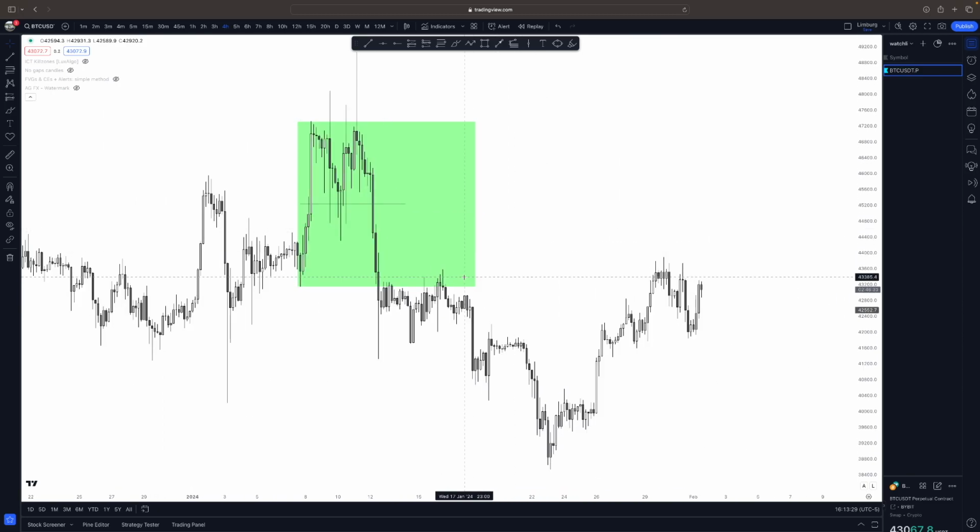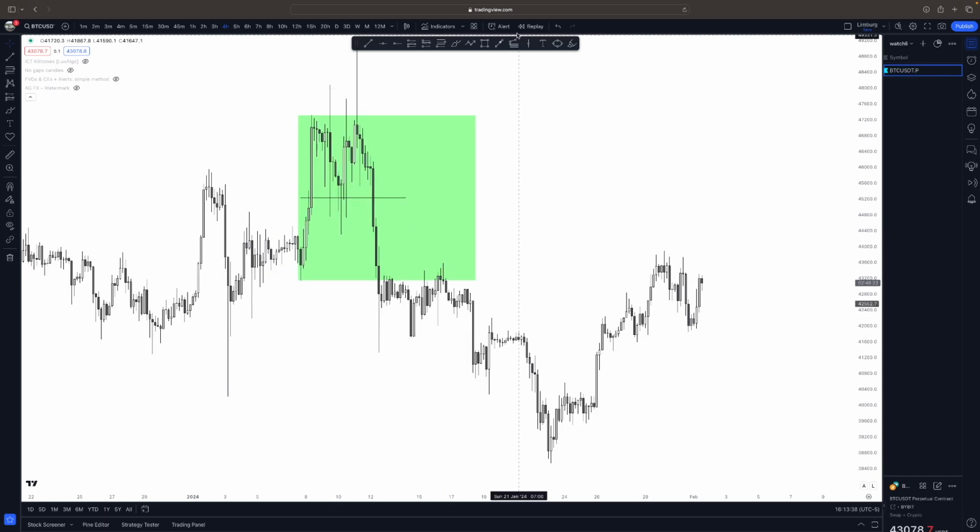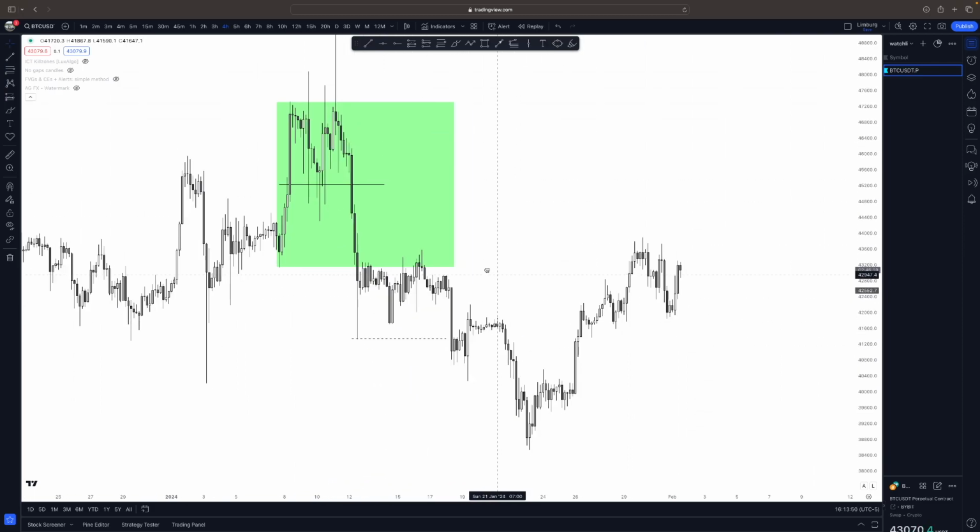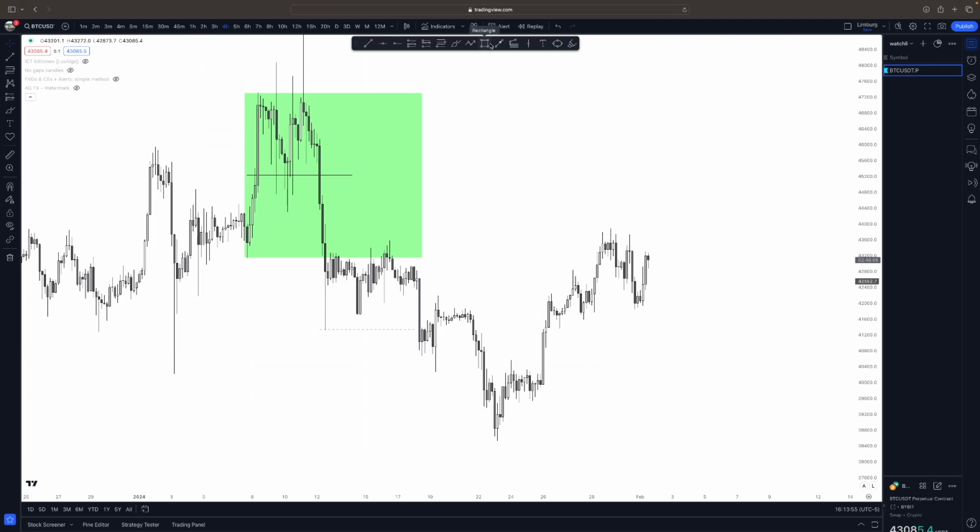I will not go into details in this video, but I will explain in the other video what I use for confirmation before entering a short or long trade. So we can see price rejected that supply zone and created that new low, which was right here.